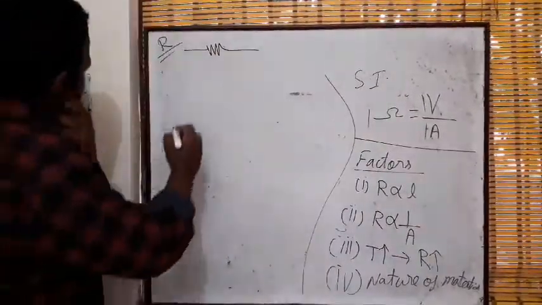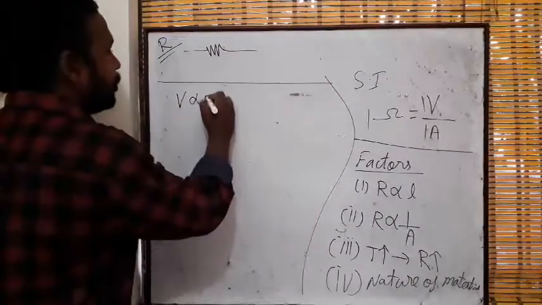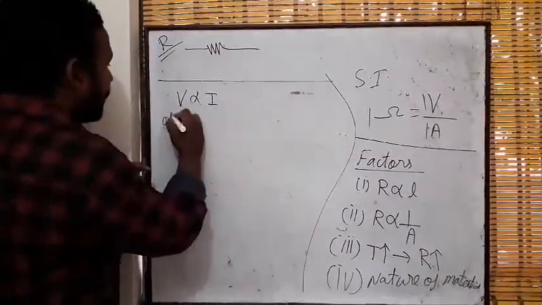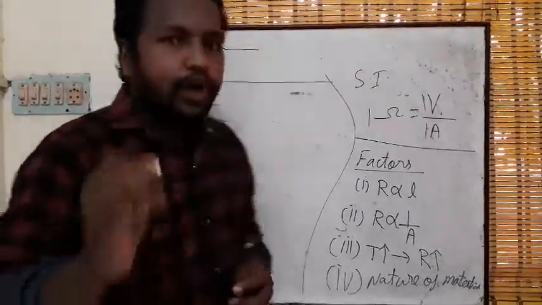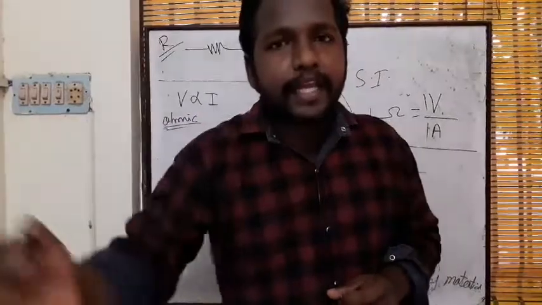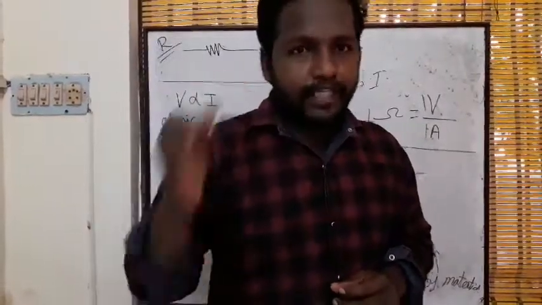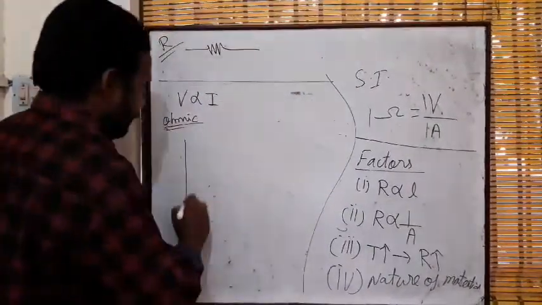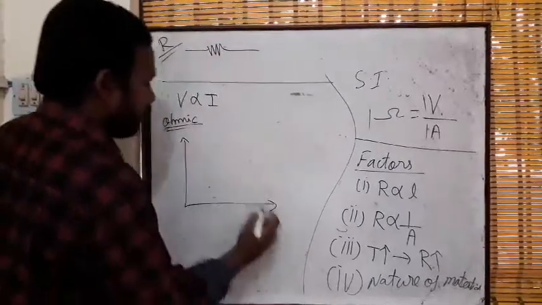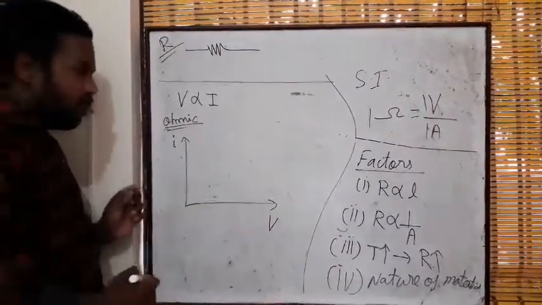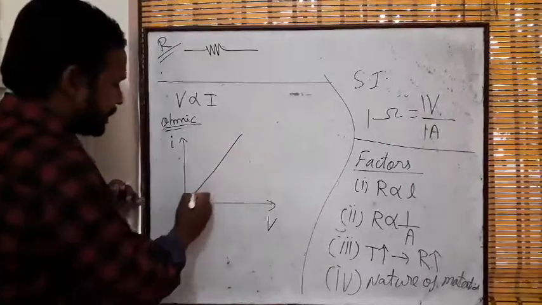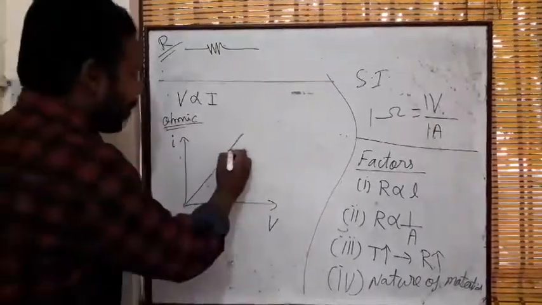So see here, V versus I. V is directly proportional to I. So this is the ohmic graph, which obeys Ohm's law. The non-ohmic graph is the one which does not obey Ohm's law. See, V versus I. V you always take on the x-axis, and I is taken on the y-axis. So if both are directly proportional, you will get a straight line. The slope of the graph.